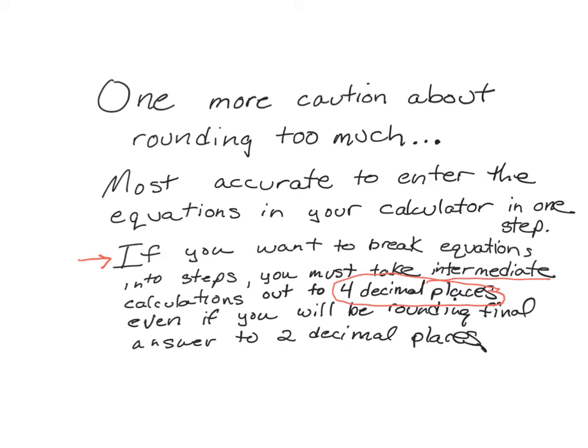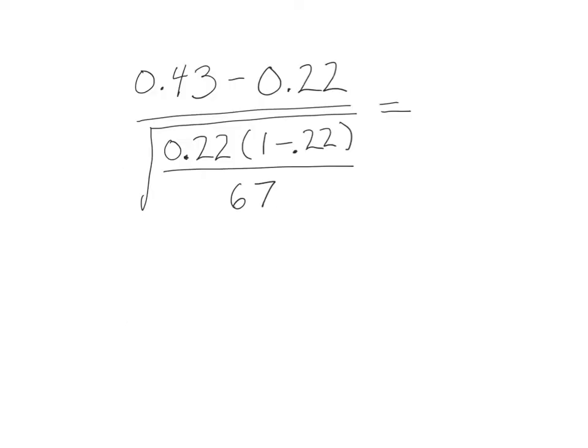Because if you round in the middle, you actually will throw the final answer off, and you can actually throw it off quite a bit. So really best to just do it all in one step. And if you're not going to do it all in one step, make sure to take middle steps out to 4 decimal places. So let's look at this next problem.